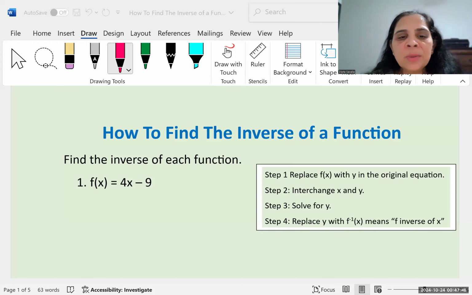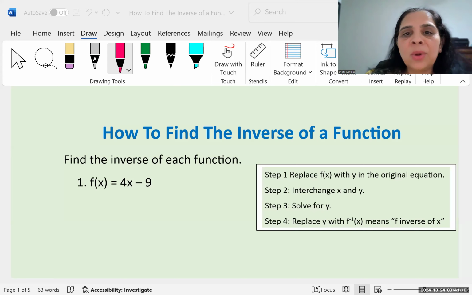Hello everyone. In this video, we will learn how to find the inverse of a function. Here I have four different functions we will talk about: a linear function, a square root function, a cube root function, and a rational function. Step by step, you will see how we can find the inverse of each of these functions. Make sure you grab your notebook and pen so you can take your notes.